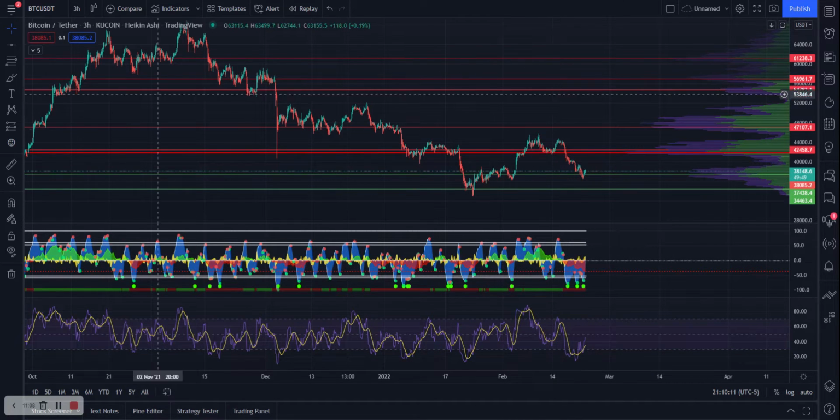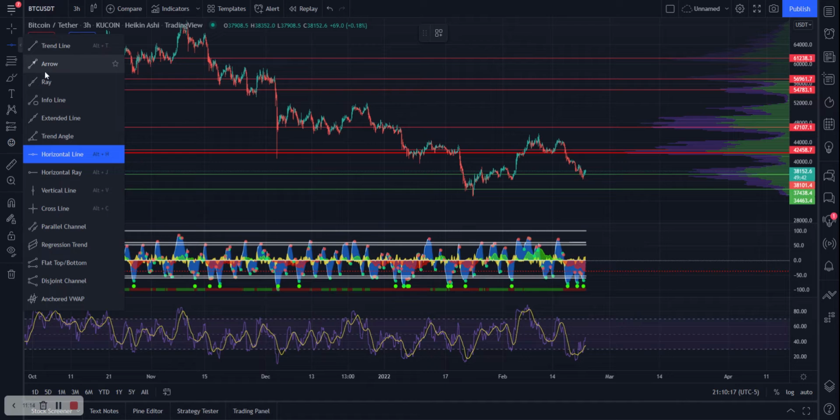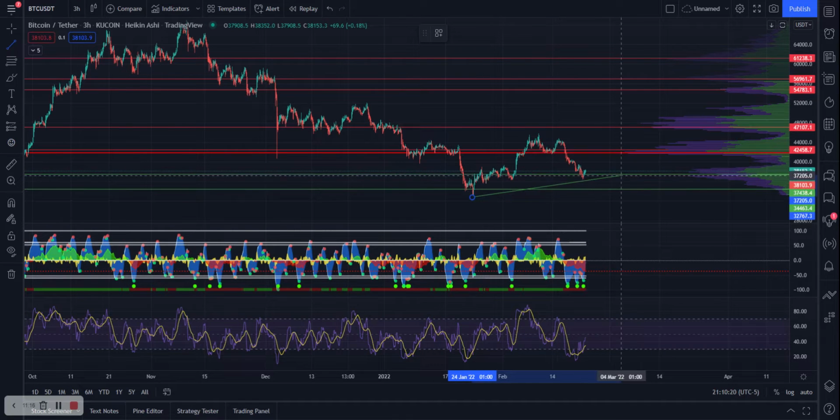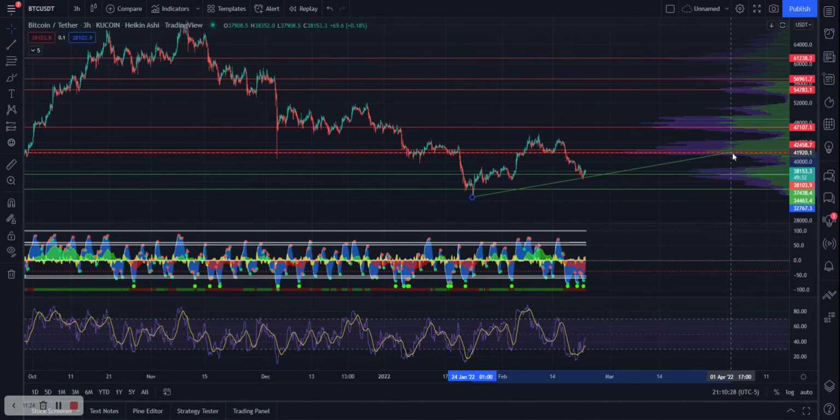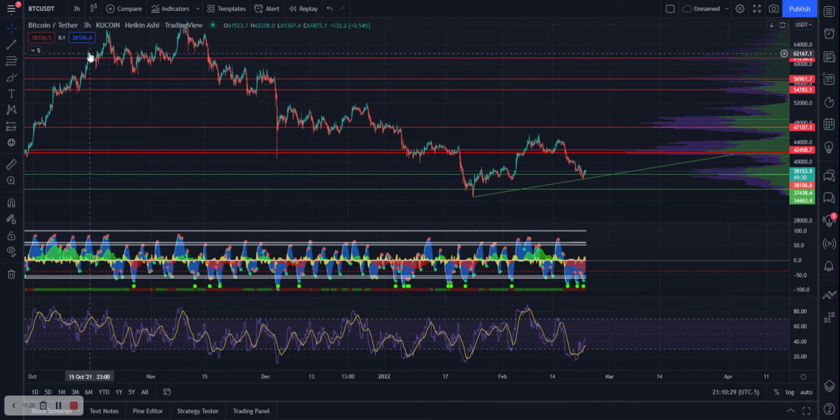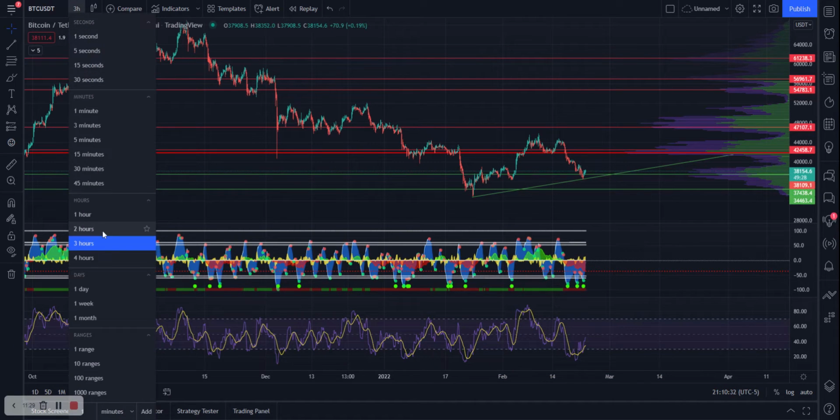Actually, we're good. So 3 hour, a little downtrend, but we could be seeing some recovery here with this higher low. Boom. All right. So yeah, we're going to leave this trend line here. All right. So we'll drop into the 2 hour.